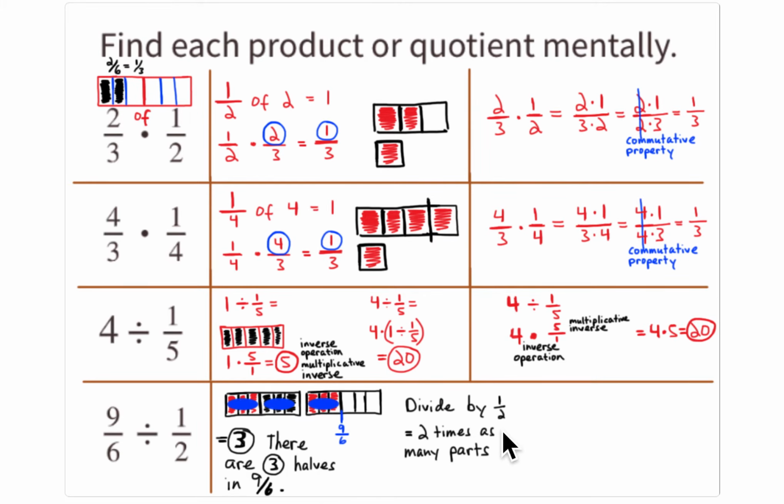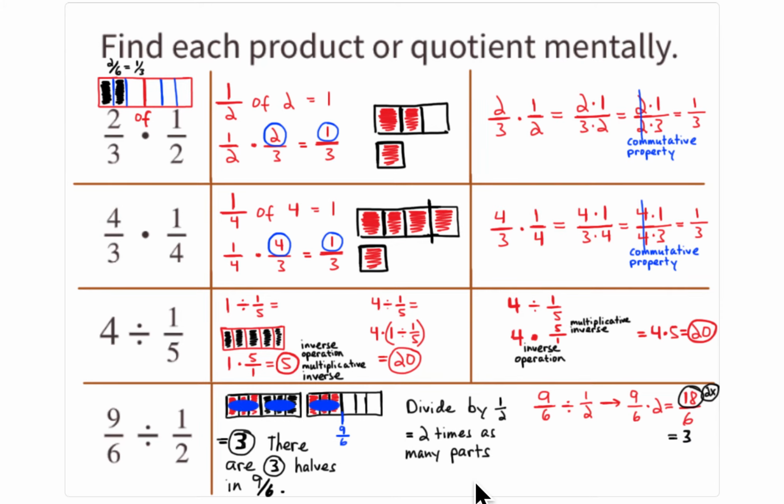All right, so when you divide by 1/2, you're saying there's 2 times as many of those parts. So 9/6 divided by 1/2, I'm going to use the inverse operation, which is multiplication, and the multiplicative inverse, just like up here. So 9/6 times 2 is equal to 18/6. Notice it's twice as many sixths. I had 9/6, now I have 18/6. I have twice as many, so 18/6 is equal to 3. Same answer as over here, but it's a different picture actually.